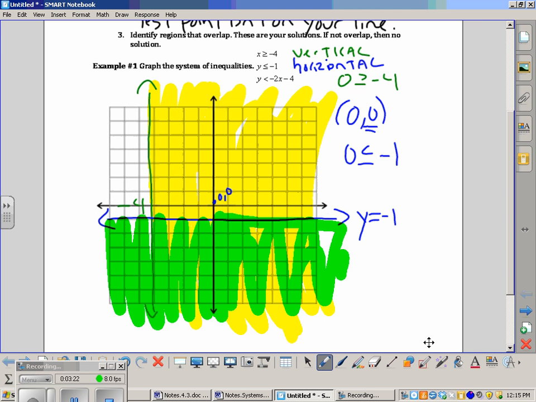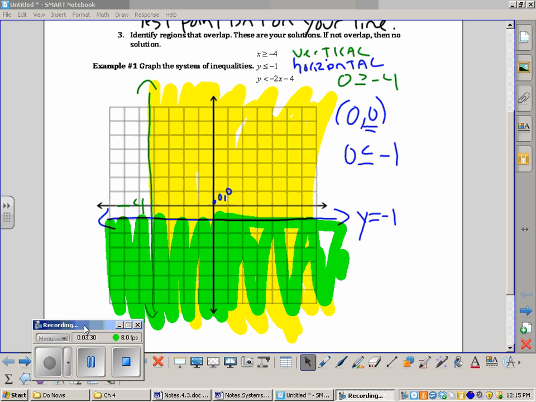Okay, almost done. Now we have what looks like a line. Okay, sorry about that. A student just came by.